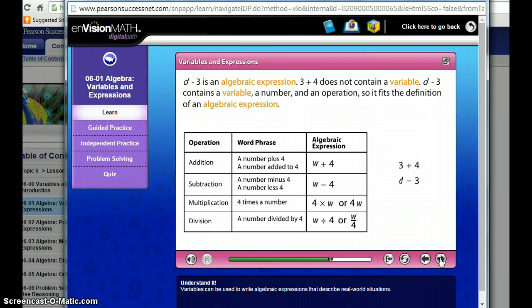3 plus 4 does not contain a variable. D minus 3 contains a variable, a number, and an operation. So it fits the definition of an algebraic expression. Okay, algebraic expression: a variable, meaning a letter, a number, and an operation. What do they mean, operation? Right, you need to have one of those in between there. You need to have adding, subtracting, multiplying, or dividing.